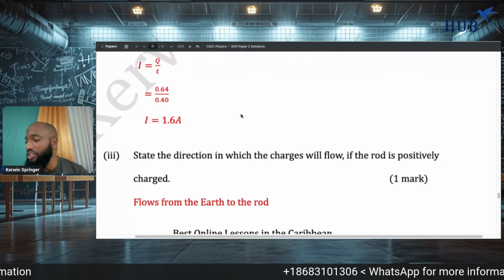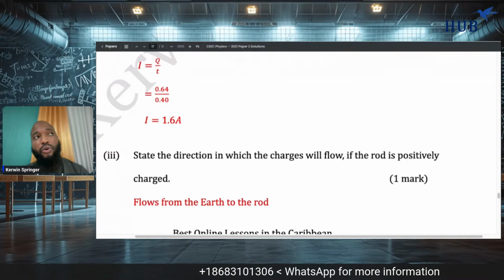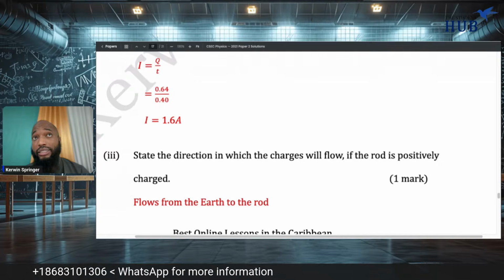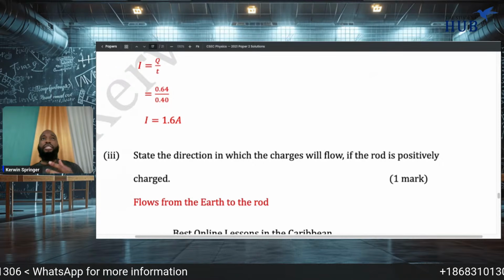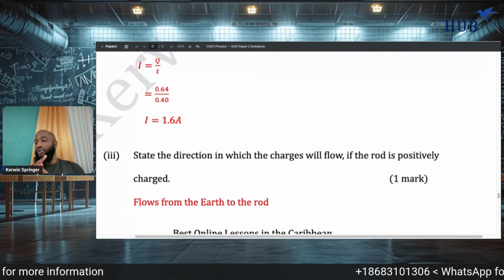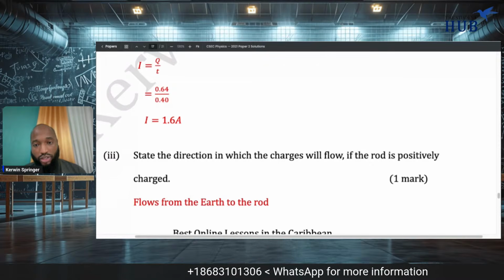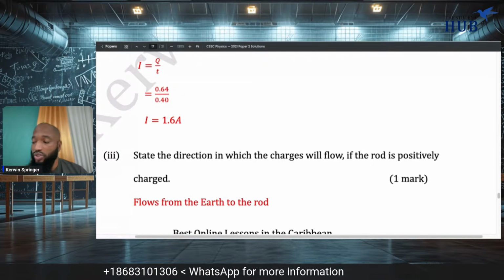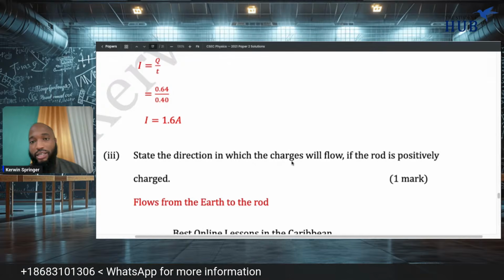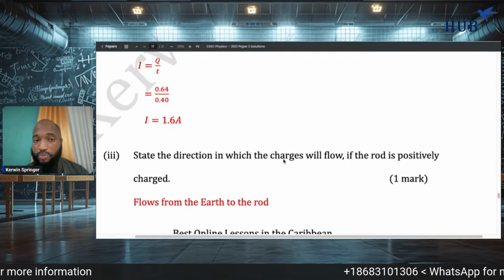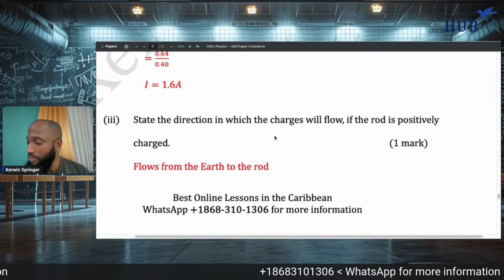Now, if they ask you what is the direction of the current flow, what would you say? From the rod to the earth. Although the electrons are moving from the earth to the rod, current flow is in the opposite direction of electron flow. So they didn't ask about current here, they asked about charge. That's a crucial problem. I saw some people in the chat messing up there.